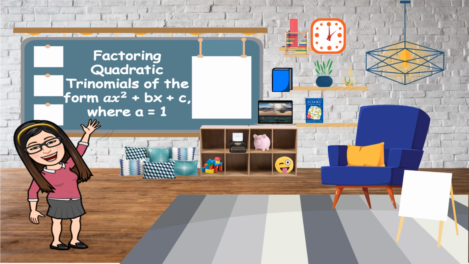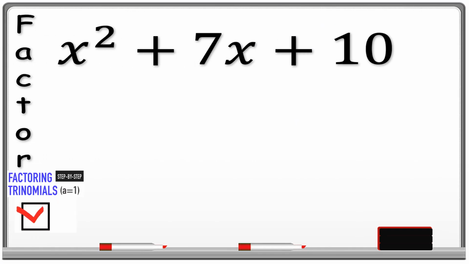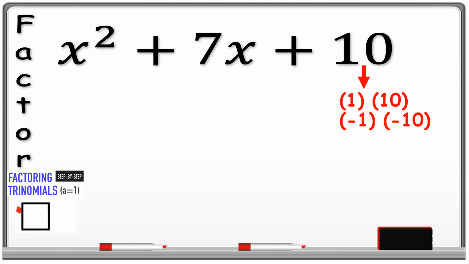Let's proceed to factoring quadratic trinomials of the form ax squared plus bx plus c, where a is equal to 1. Let us have an example: x squared plus 7x plus 10. So, you need to list all the factors of your last term, which is 10. Ilista daw po lahat ng factors ng 10. Yung two numbers na if you're going to multiply, the answer is 10. So, we have 1 times 10, negative 1 times negative 10, 2 times 5, negative 2 times negative 5.